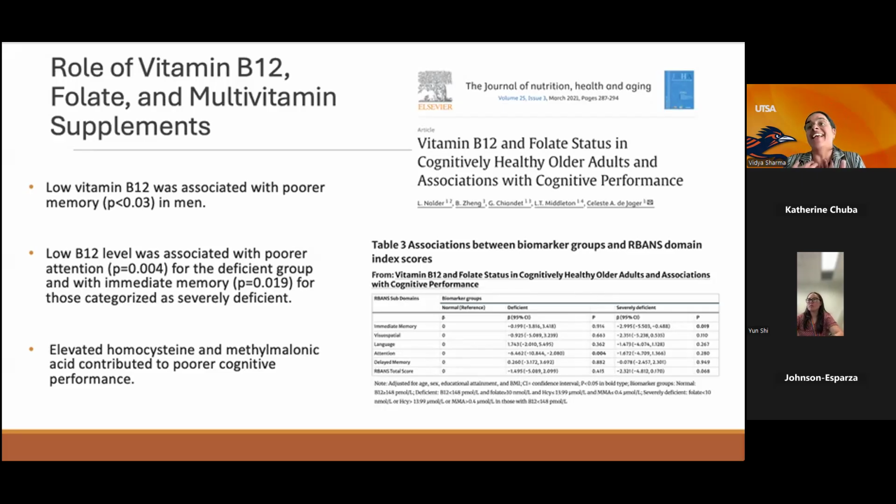I really liked this because I felt it was much more relevant to me. Sometimes they say practice what you preach, and I have to remind myself to take my vitamin B12 pill every time. But there is a strong correlation between vitamin B12 levels, folate, and multivitamin supplements.